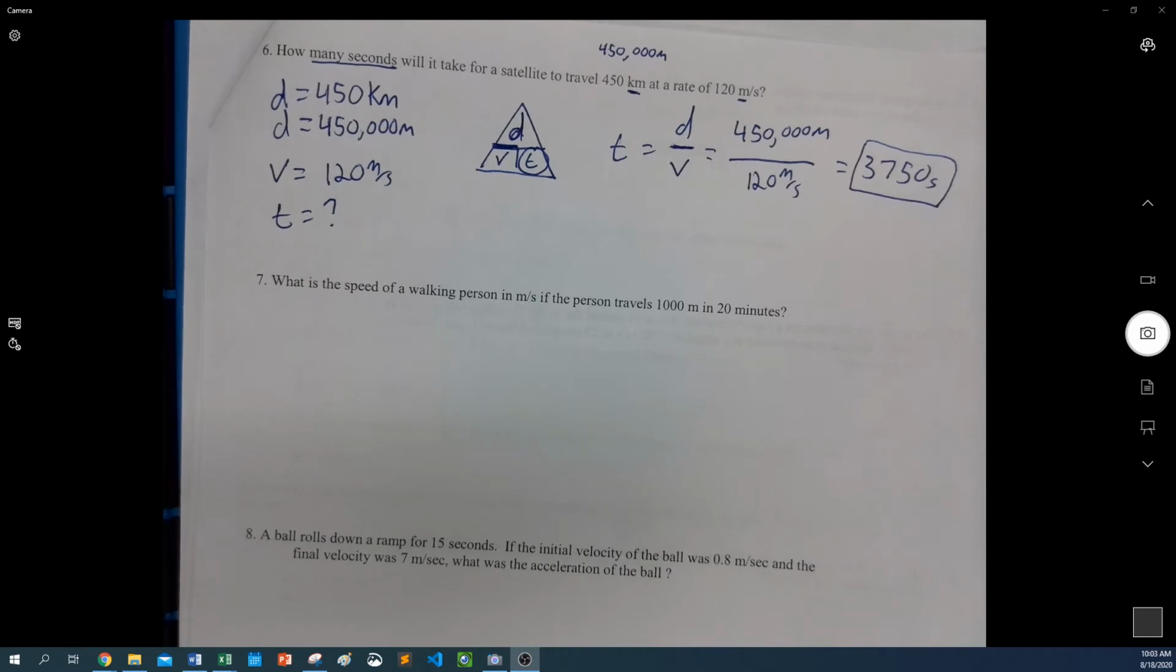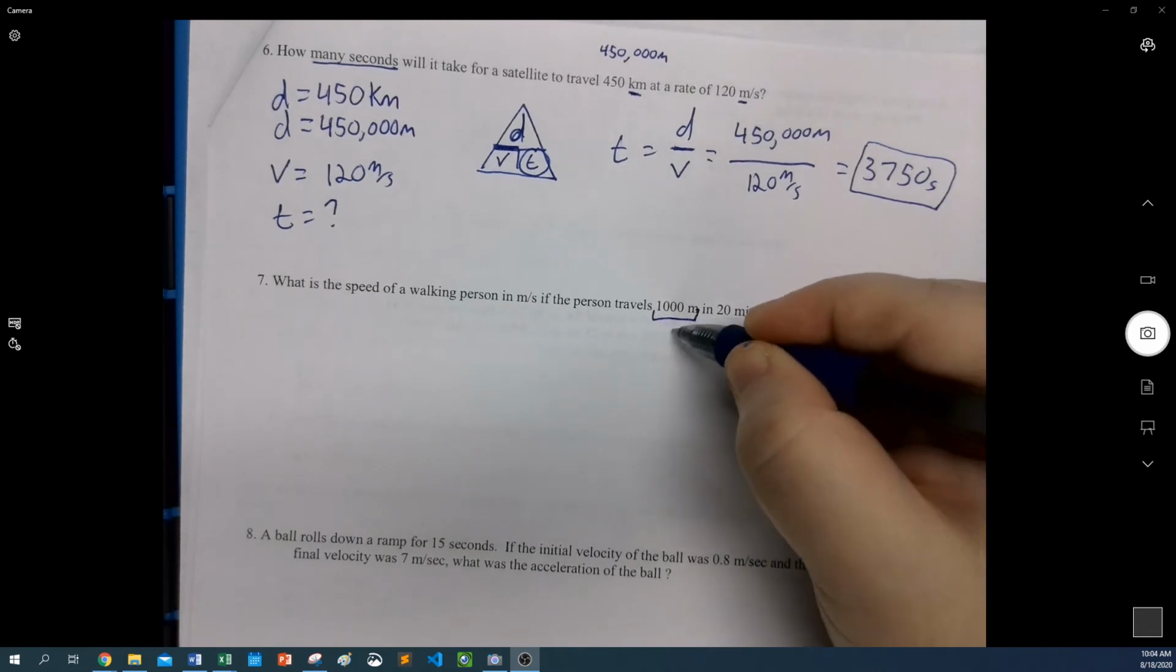So what'd y'all get? 1.2? For meters per second. Did anyone get anything different? I got 0.833.